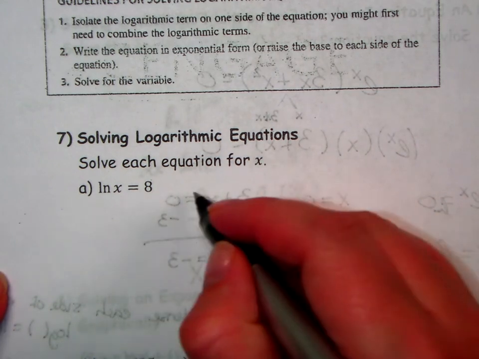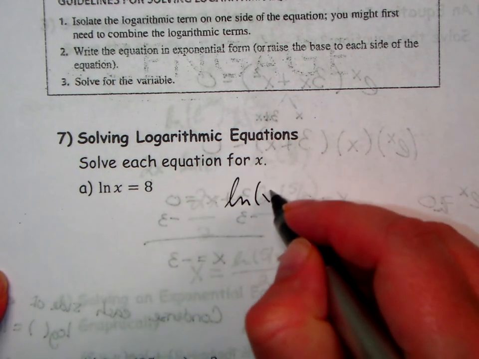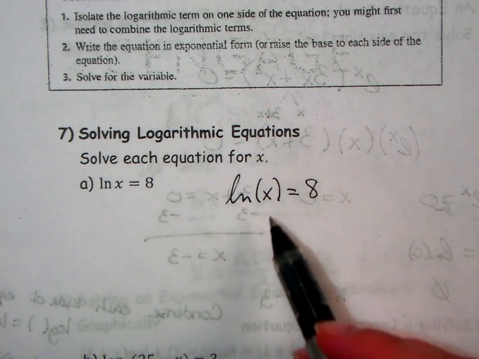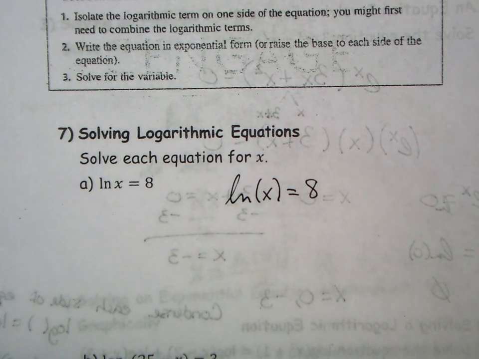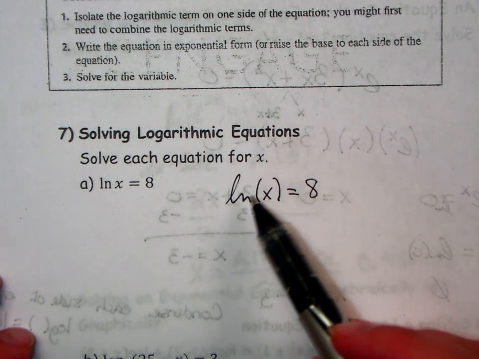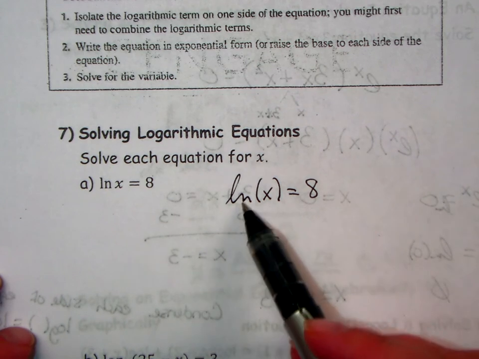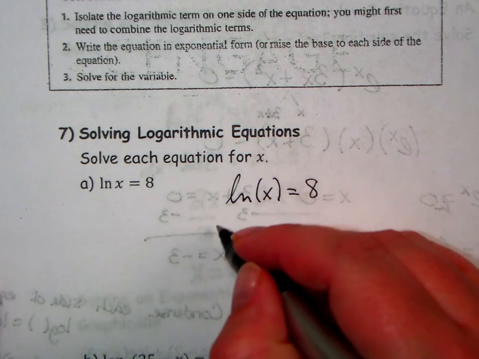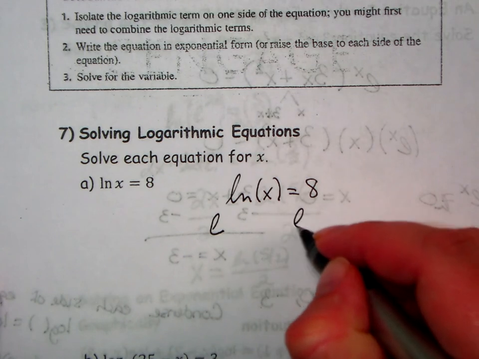So I'm going to rewrite this. ln of x equals 8, just so I can write it bigger, okay? And I do like to keep that argument in the parentheses. So what we want to do here is the x is in the argument of ln. In order to solve for it, we need to get it out of this argument. So I need to cancel ln, right? So what cancels ln? e, right? So we're going to e both sides.